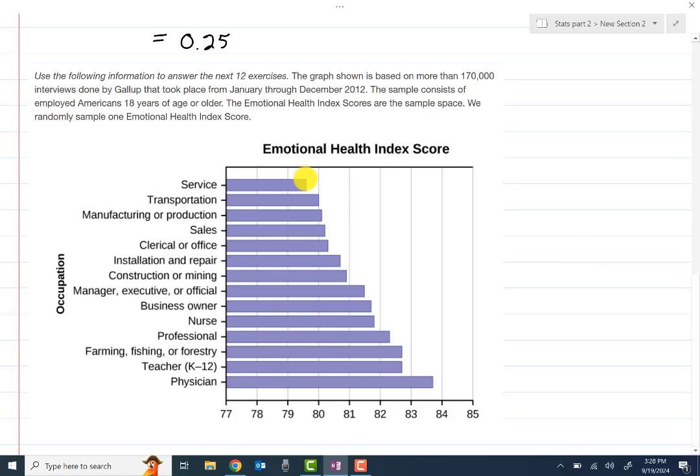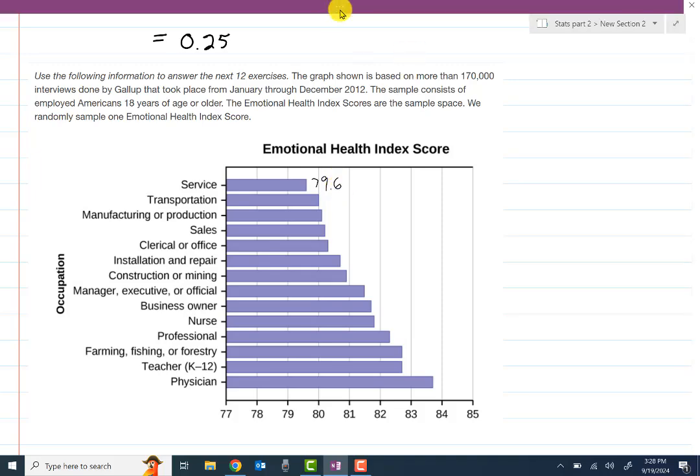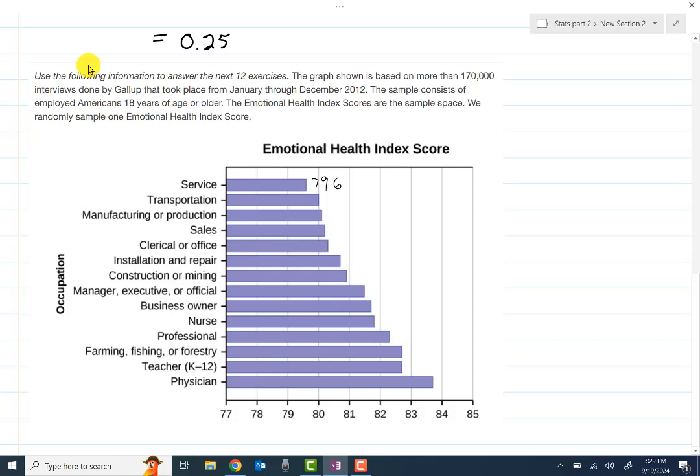So what I'm going to do is try to give numbers to each of these bars. The numbers down here are sort of a scale, but they don't give it any more than this. So you have to estimate a little bit since I don't know the exact values. I am going to say this one right here is 79.6. The next one looks to be exactly 80. The next one I'm going to go with 80.1, I think.